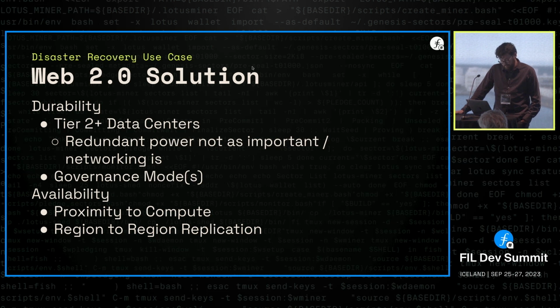And then availability, proximity to compute. Again, we talked about that before. Proximity to compute is really important for business continuity. Not so much for backup, but definitely for compute. And then finally, region-to-region replication.